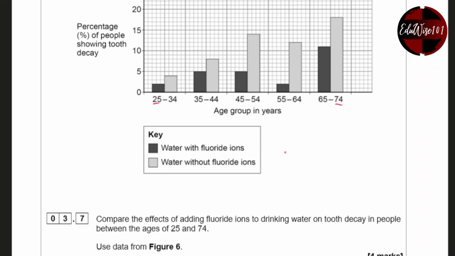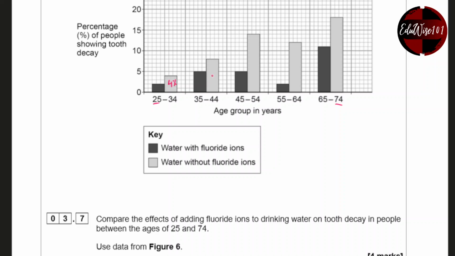So what happens to the percentage of people showing tooth decay when you add fluoride ions? Well, without fluoride ions, you can see that the percentage of people showing tooth decay is actually increasing, except for this age group. And so each box is 1, so that's 4%. So I'm going to write the values on the graph. This is what you would do in the exam as well for 4 marks.